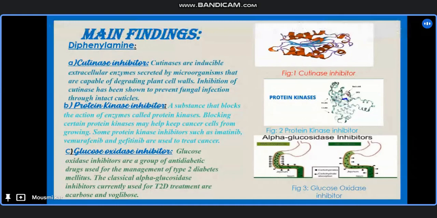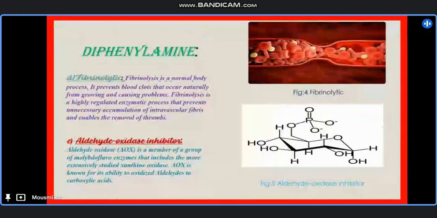Next, fibrinolysis. Fibrinolysis is a normal body process. It prevents blood clots that occur naturally from growing and causes problems. So blood clotting is a natural part of the body's defense mechanism. Fibrinolysis is a highly regulated enzymatic process that prevents unnecessary accumulation of fibrin.